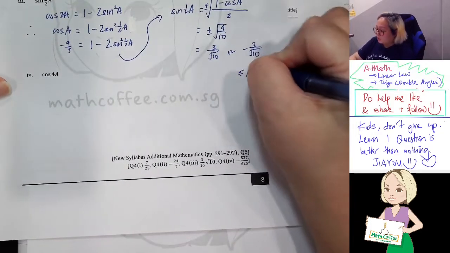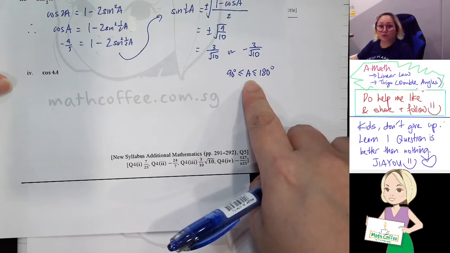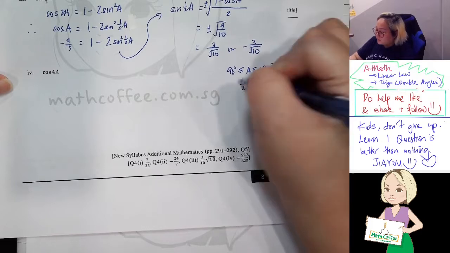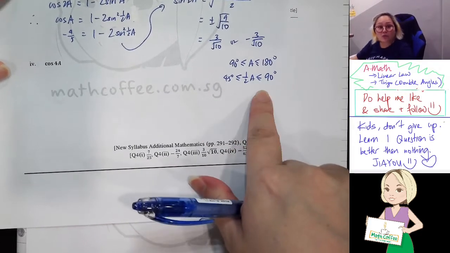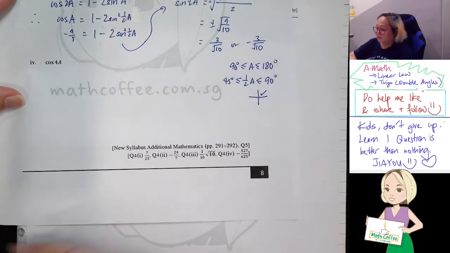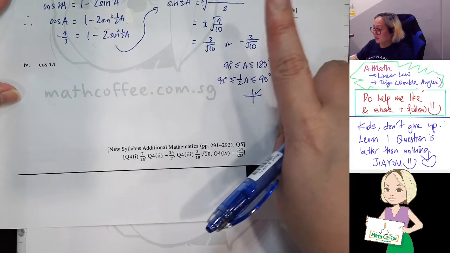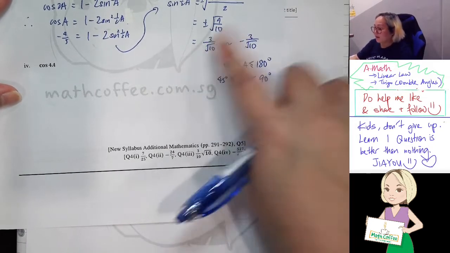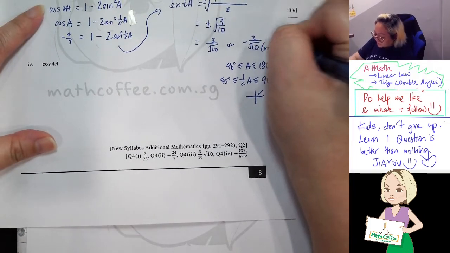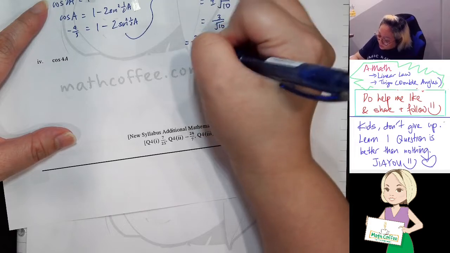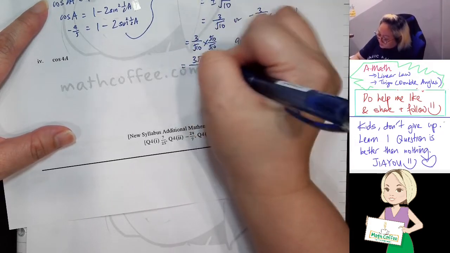So your A is between 90 and 180 because you already decided that your A is in the second quadrant. So my half A means it will be 45 degrees to 90 degrees. So, oh, like that, means you are talking about the first quadrant again. So you should not reject the positive. You should accept the positive and reject the negative. So this one, I will reject. And we are not done yet. I'm supposed to rationalize. So it will be 3 square root 10 over 10. Done.